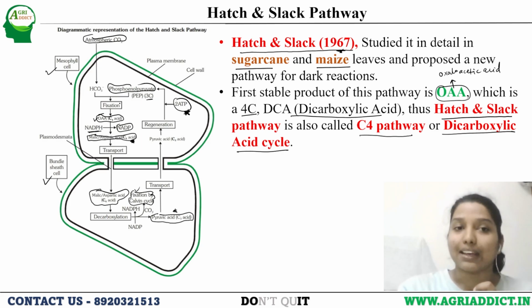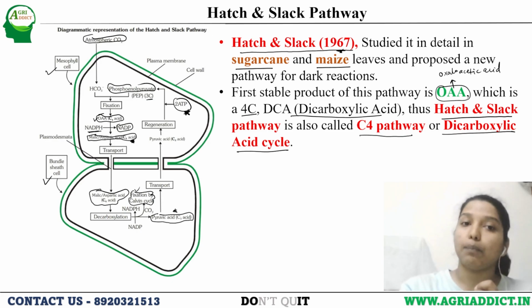This is the basic cycle. First, atmospheric CO2 is getting fixed with the help of this phosphoenol pyruvate. Here, phosphoenol pyruvate carboxylase enzyme is responsible for fixation. The first compound which is being formed is oxaloacetic acid, which is a 4 carbon compound. Now one NADPH2 is used to convert that oxaloacetic acid into malic acid or aspartic acid.